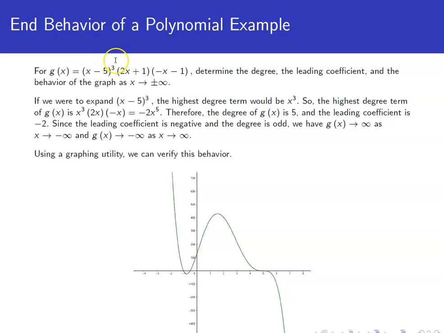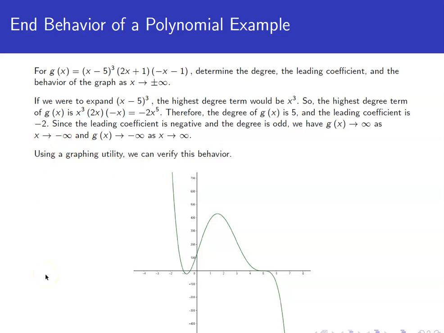cubed when you multiply it all out. Take that x cubed times the 2x, that's going to give us a 2x to the 4th, and then times another negative 1x, so we're going to end up with a negative 2x to the 5th. So the highest degree term that we're going to end up with is a negative 2x to the 5th. That means the degree of g of x is 5, and the leading coefficient is negative 2.